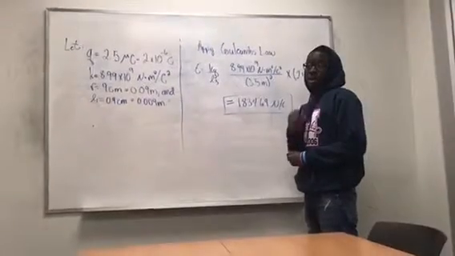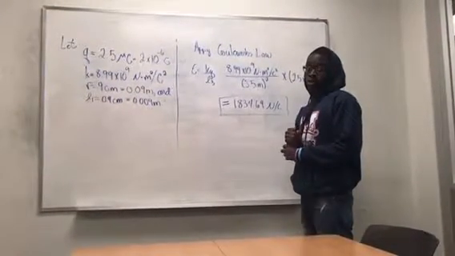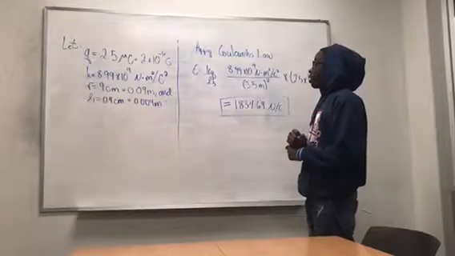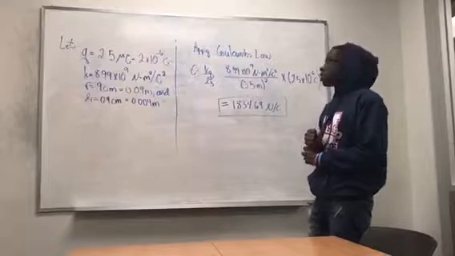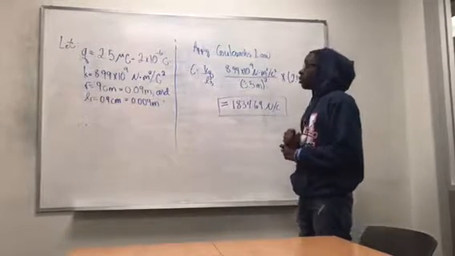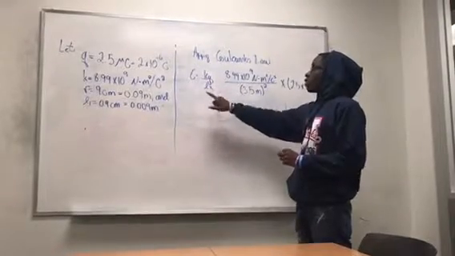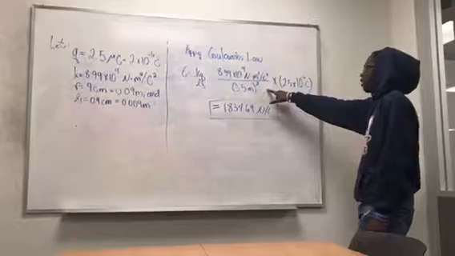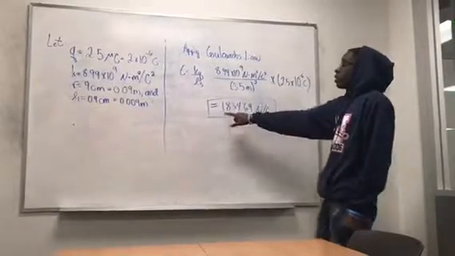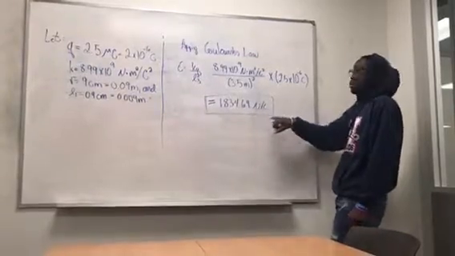So assuming that the ring is a point charge at the origin and that the distance is 3.5 meters, we're going to apply Coulomb's law to find the electric field, which the equation would be K times Q over L3 squared. When we plug in all of our numbers for that, we get 1,834.69 newtons per coulomb.